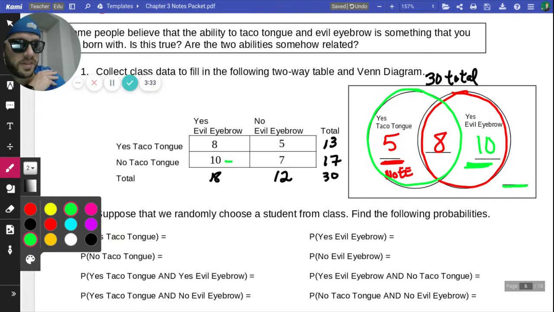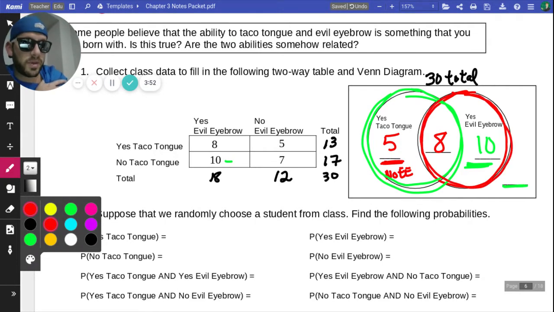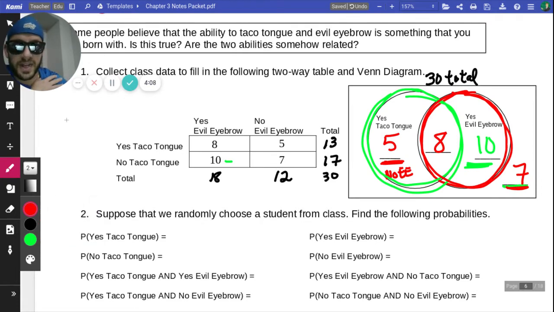So yes, evil eyebrow, no taco tongue, looks like 10 people fit that criteria. And then there's a blank space out here. You don't see it often in Venn diagrams in the wild. However, in math, we also have to account for people who don't fit in either of the circles. So people who can't do taco tongue in that left circle, people who can't do the evil eyebrow in the circle on the right, they both combine and fit out here. This looks like a nice hot dog now. They are people who can't do either, and there looks to be 7 of those people who cannot do either evil eyebrow nor taco tongue. Give you a second to fill that out and see where those all match up.